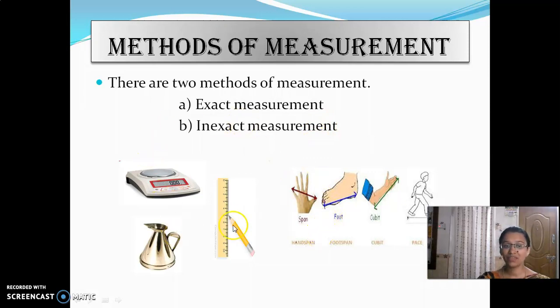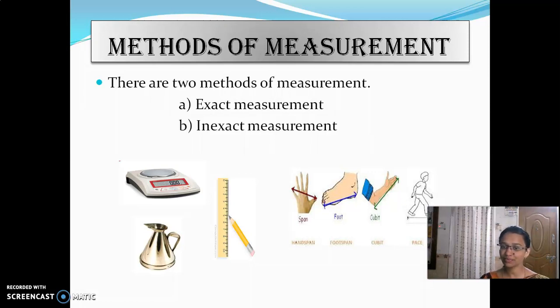Look here. These are all exact. If we use this digital machine anywhere, if it shows 1 kg, it will be 1 kg only. It won't change. And the length of that scale won't change from scale to scale. It is common for all scales. But what is inexact? Hand span, foot, cubit, pace. These are all inexact measurements.